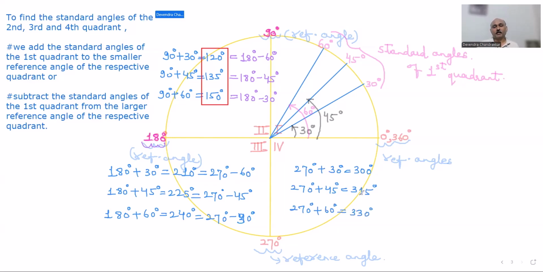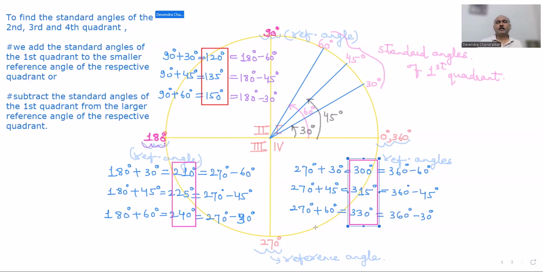I hope all of you understood it. Yes or no? You can get it by subtracting the standard angles from the larger reference angle. So I hope all of you have got it correct. I am very much sure about it because most of you have given the correct answers. ये है बेटा, ठीक है?